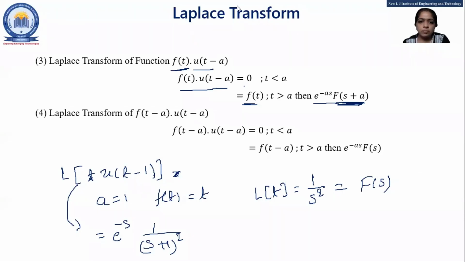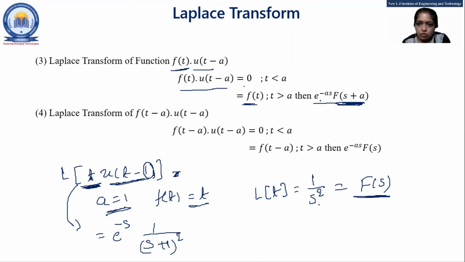Formula 3 is this. Again I repeat. Your question is Laplace of t into u(t minus a). For solving this kind of example, first you have to write the value of a. Your a is 1. What is your function f(t)? Your function f(t) is t. First you have to find the Laplace of your function f(t), and that is 1 upon s square. And that answer is known as F(s).